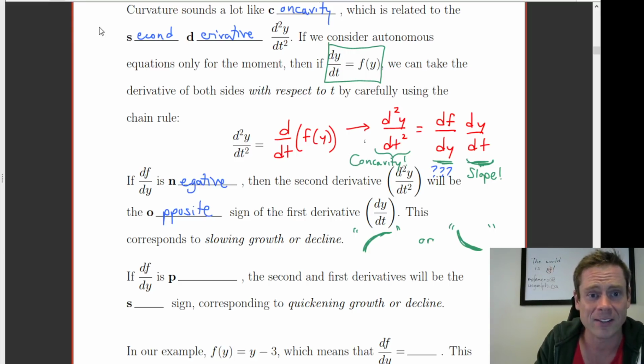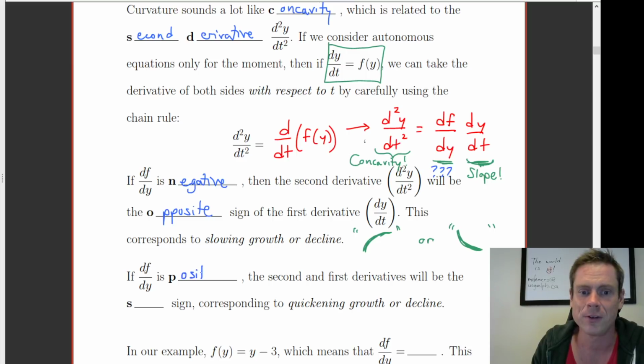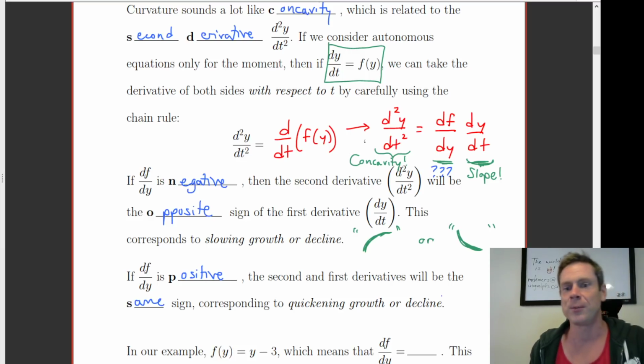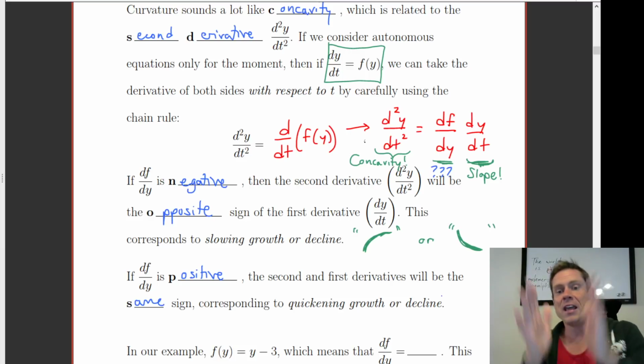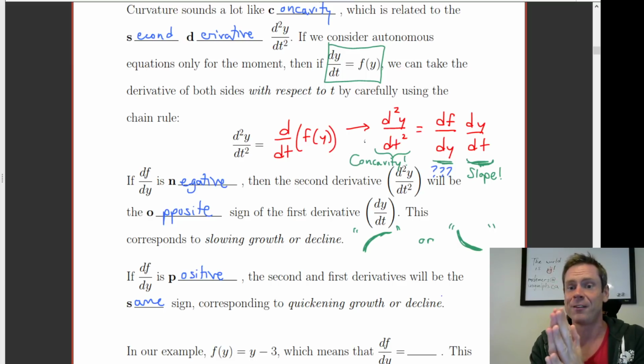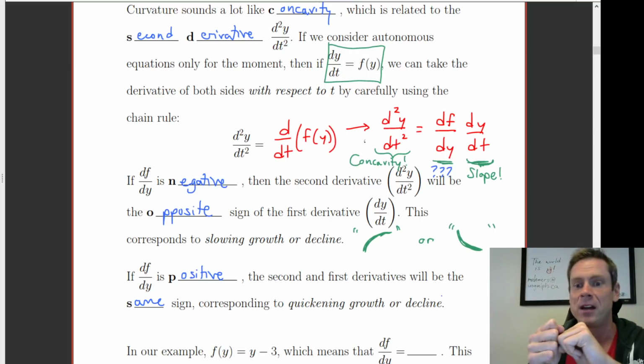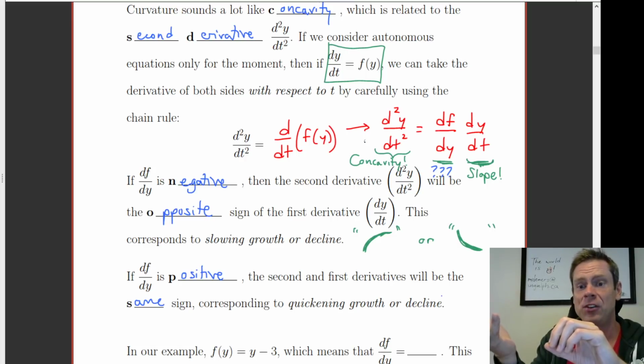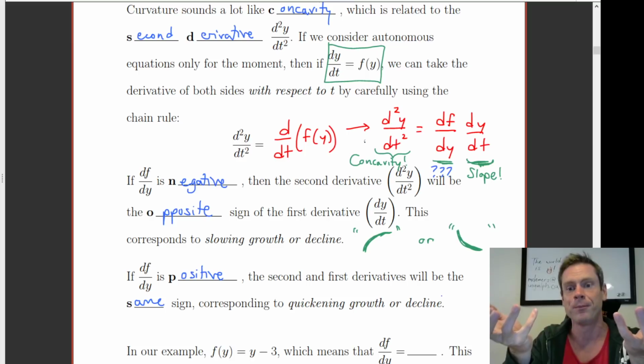The second case is if df dy, that connector between these two things, is positive, then the second and first derivatives must be the same sign, right? I'm going to go through those two examples too. Imagine if df dy is positive in that relationship up there, and the slope is positive too, I get positive times positive, which is positive. Slope and concavity are the same.